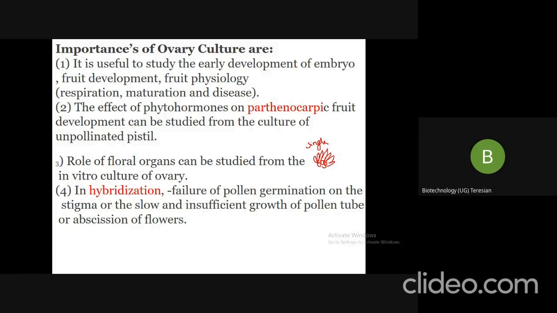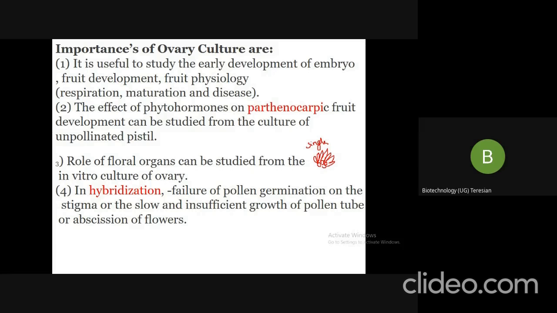And in hybridization, particularly in hybridization, what happens? You are bringing together different interspecific or intergeneric plants which have no compatibility, and you try to hybridize them so that you get a new variety.